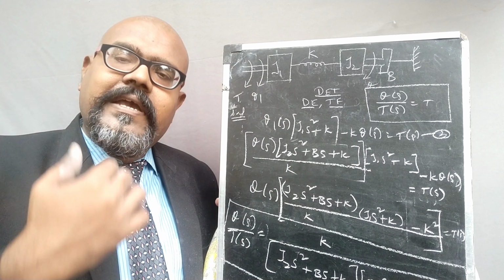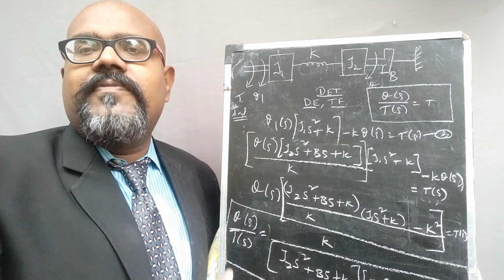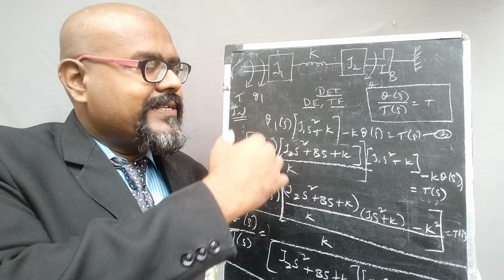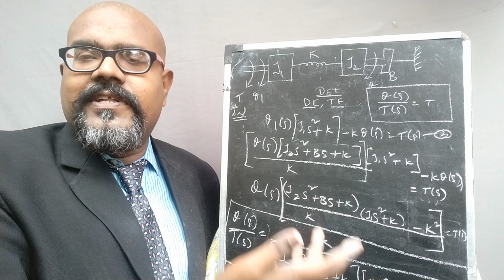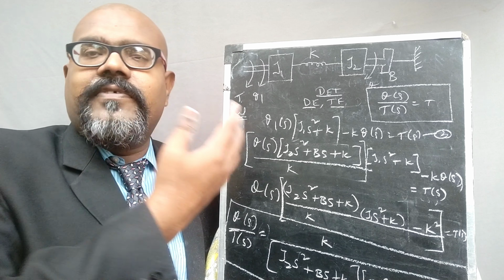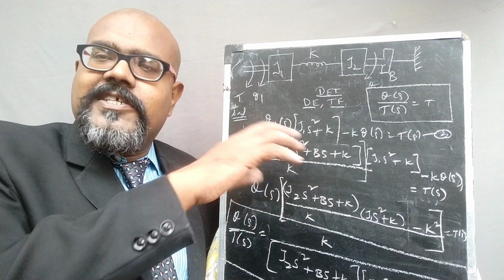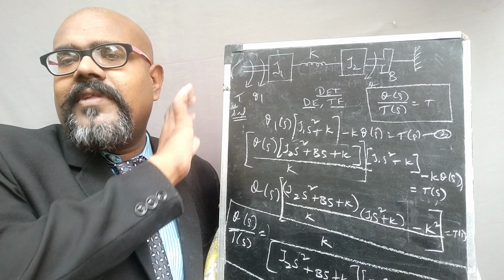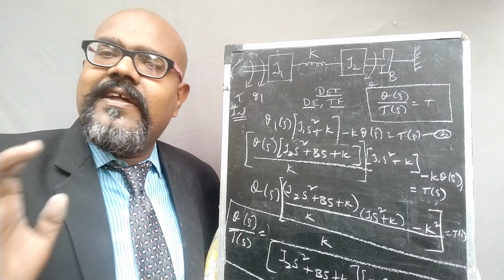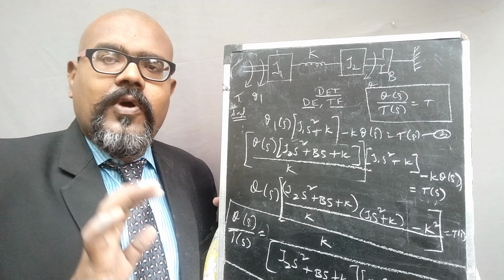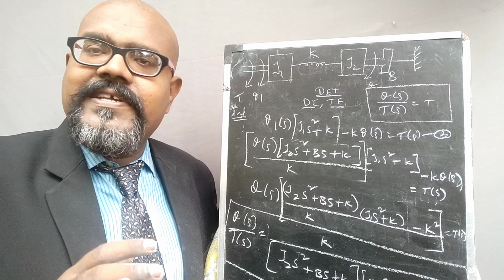As for the mechanical translation system, the same steps will be followed. The only small difference is the notation conversion. That is, there we used m, here we use J. Like that, a small variation is there. But apart from that, all the steps are similar to those of the mechanical translation system. Hope you understand. Please go through each and every step clearly.